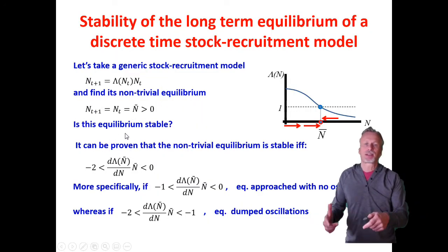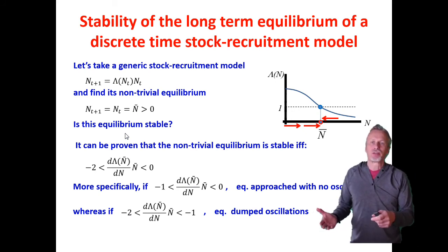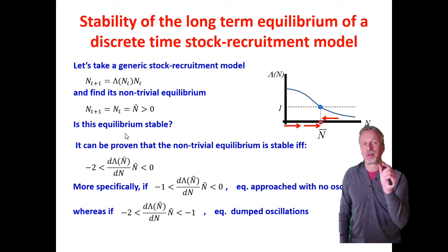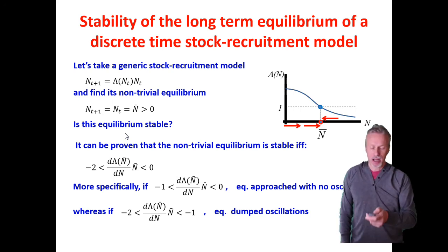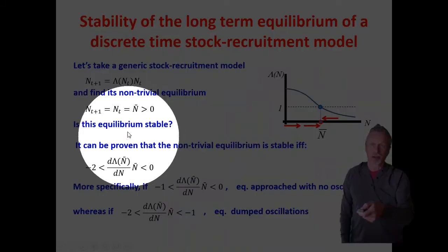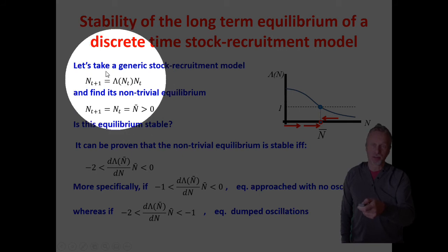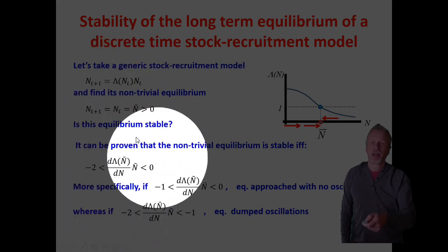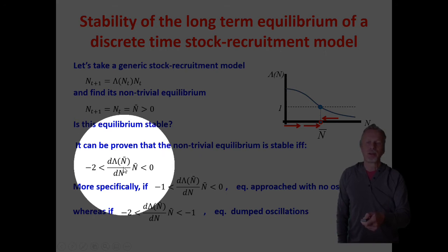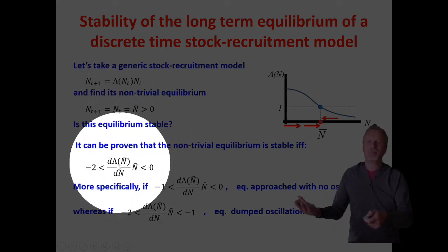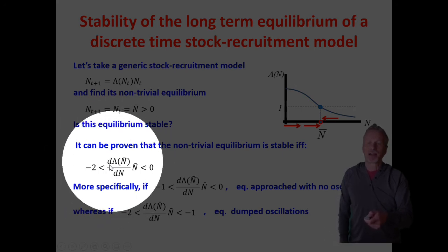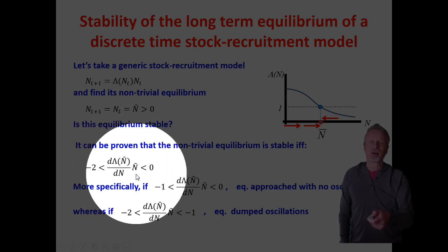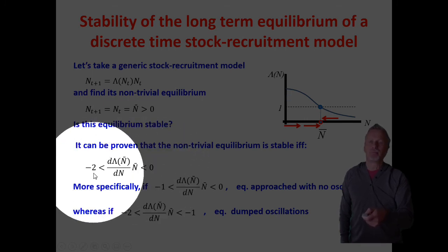We're not going to do that in this video today, but one way of doing that is to linearize the system at the equilibrium and then find the dynamics of small perturbations around the equilibrium. What linearizing means is to take the first derivative of lambda with respect to N, and then evaluate that for N equal to N bar at the equilibrium point. It can be proven, and if you have no problem using math it's pretty straightforward, that if the derivative of lambda with respect to N evaluated at the non-trivial equilibrium point multiplied by the non-trivial equilibrium point is between 0 and -2, okay?